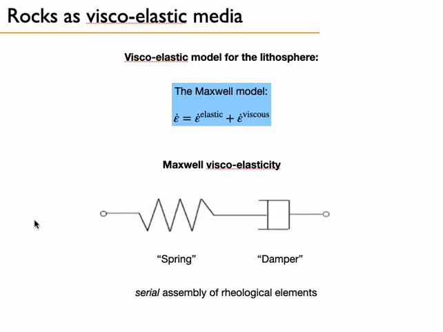So that's how we can represent this. The spring is a symbol for the elastic element, and the damper is a symbol for the viscous element. This is a serial assembly of two rheological elements. Each of them has its own strain rate, but the whole chain is feeling a single stress. There's one stress value.